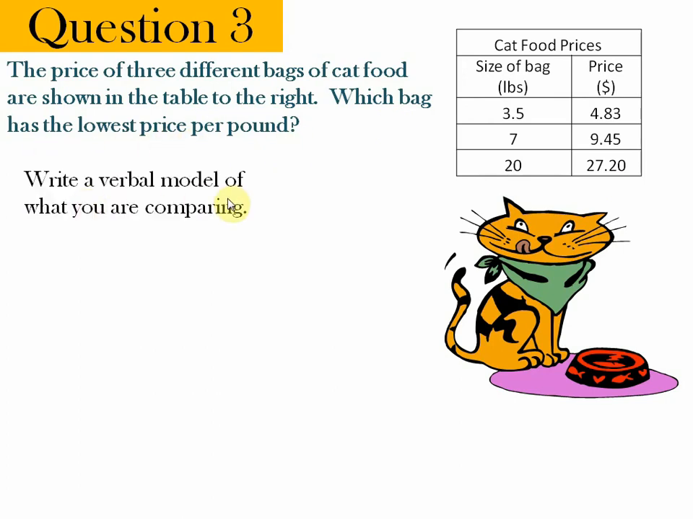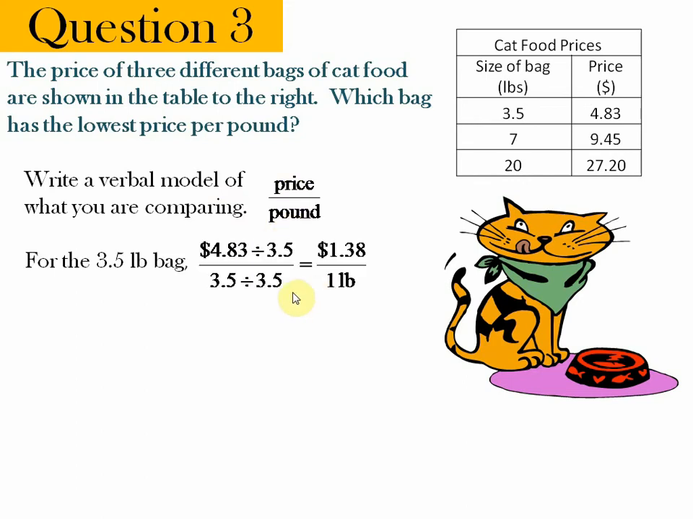So we are going to calculate the price per pound for each bag. For the 3.5 pound bag, the cost is 4.83 divided by 3.5, which is 1.38 per pound. So this is the per pound price, 1.38. For the three different sizes we have to calculate the price per pound and see which one is the lowest, because that is the best price per pound of the cat food.